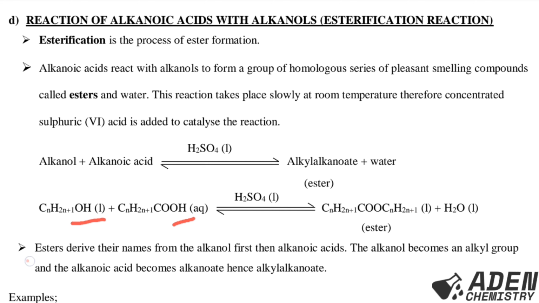So we're saying esters derive their names from the alkanol first, then the alkanoic acid. The alkanol becomes an alkyl group, and the alkanoic acid becomes alkanoate.